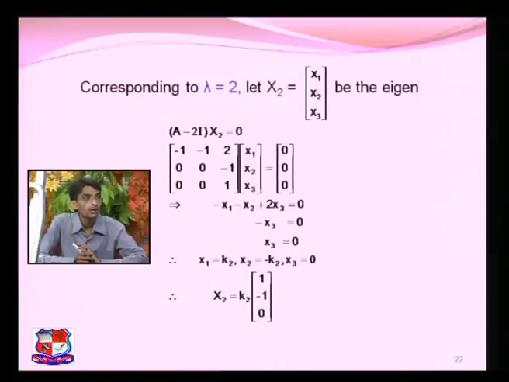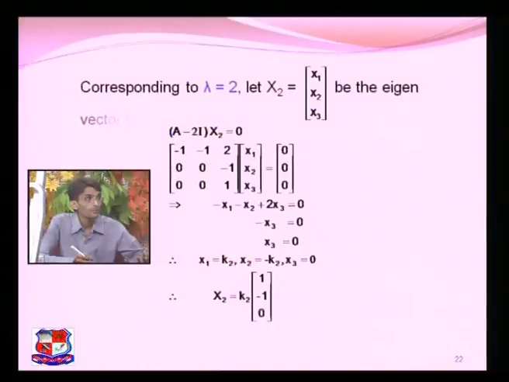So here we need to take, for example, x1 equal to k2, then x2 is equal to -k2, and here x3 is equal to 0, right? So the eigenvector with respect to lambda equal to 2 will be X2 equal to k2 into the column vector 1, -1, 0. So this is the second eigenvector for the eigenvalue lambda equal to 2, right?